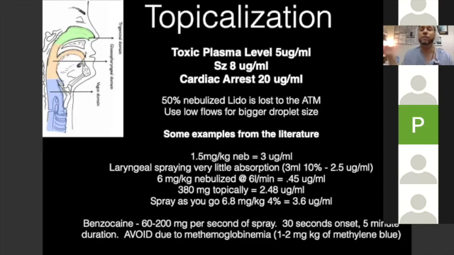That's because half of it was lost to the atmosphere and a lot of it wasn't absorbed where it landed on the mucosa. And there's a spray-as-you-go technique, which I'm going to teach you. That's where you basically topicalize as you go through. You have some local on the working channel of the fiber optic scope, and you spray as you go to get the relevant structures. They gave almost 7 per kilo, and the blood level was only 3.6.